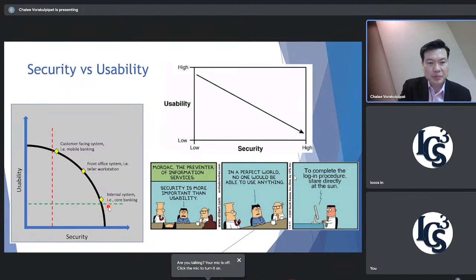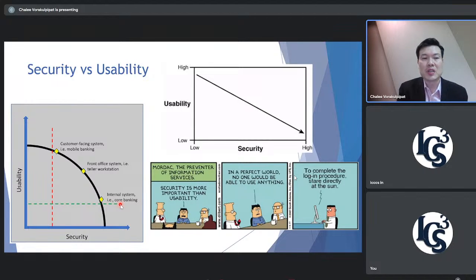Look at this one. High security but low usability. An internal system like core banking. Yeah, it is the same banking as mobile banking, but core banking is just an internal process, so the number of users is quite small. So we don't mind about usability, because the people who use the system are maybe just a few engineers. We don't need to worry much, right?